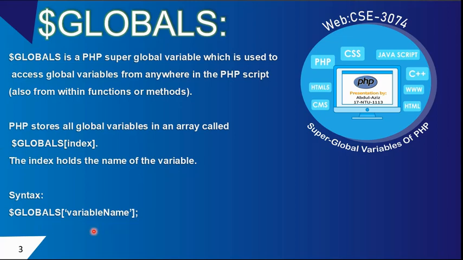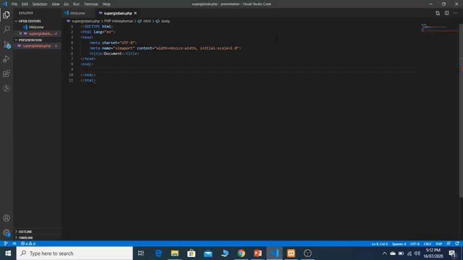It is used when we have to use a variable globally, regardless of any scope-related limitations. Here is the syntax of using global variables. Let's go for the practical demonstration. So here is the practical demonstration of using the GLOBALS variable.